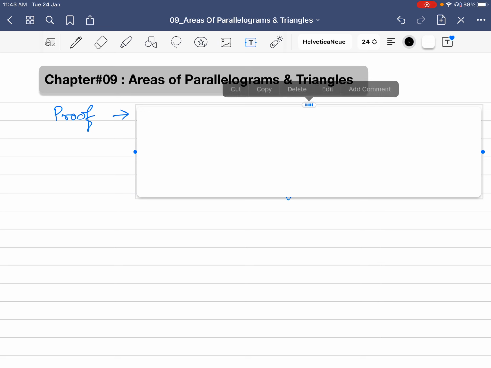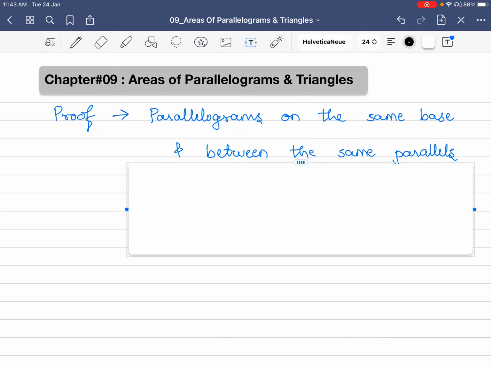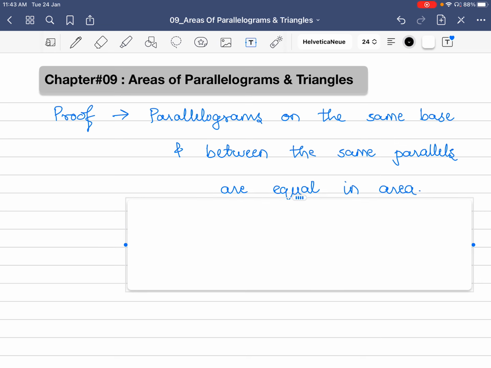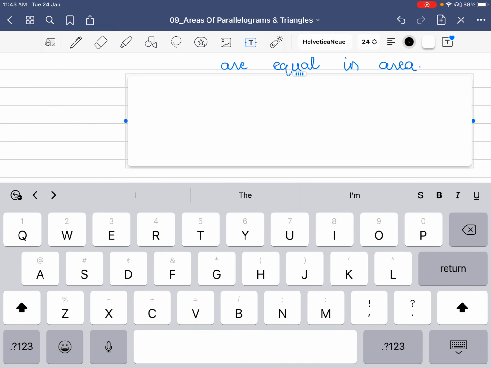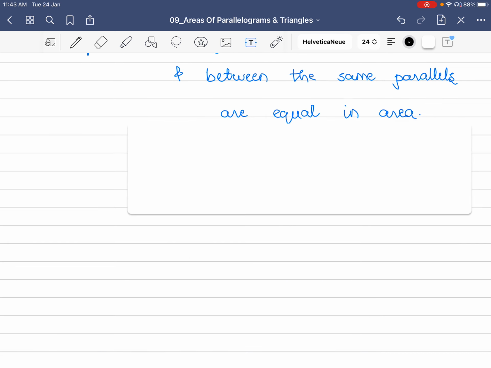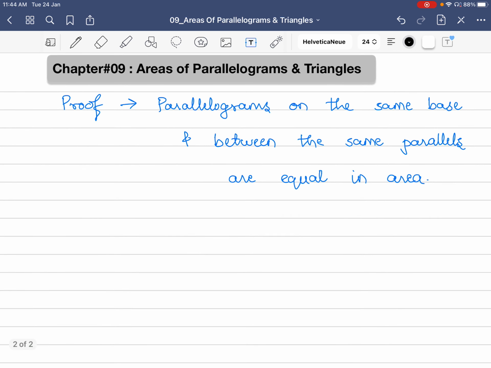So let's read it line by line. Parallelograms on the same base and between the same parallels are equal in area. This is the statement and we have to prove the statement. It's in fact a theorem. So first let's get rid of this. Now let's read it again step by step using a highlighter.